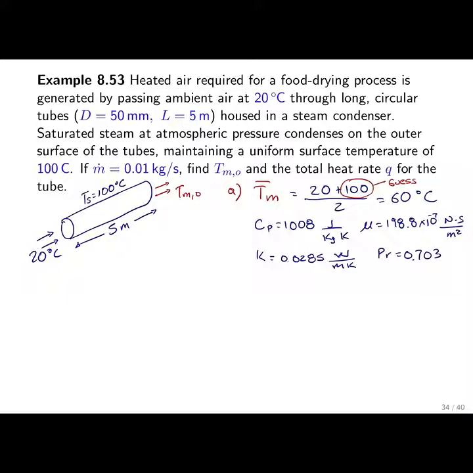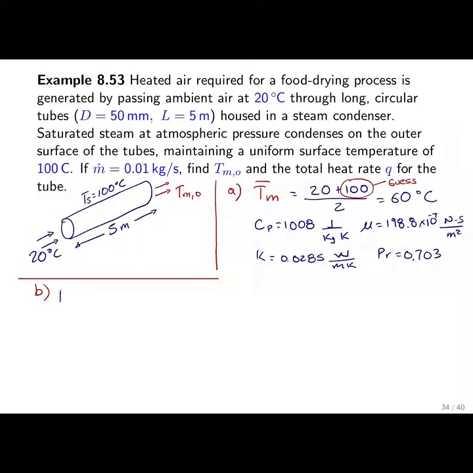Now that we have the properties of the air, the first thing is to determine if the flow is turbulent or laminar, and also if it's fully developed. So let's do the second part of the problem. Part B is computing the Reynolds number.